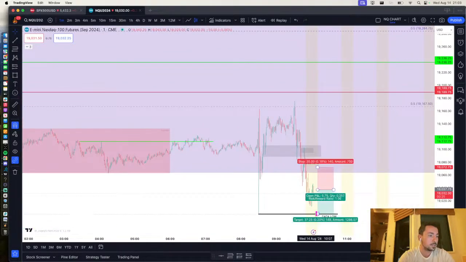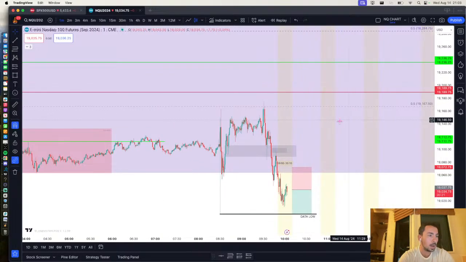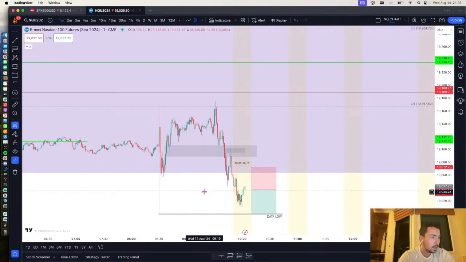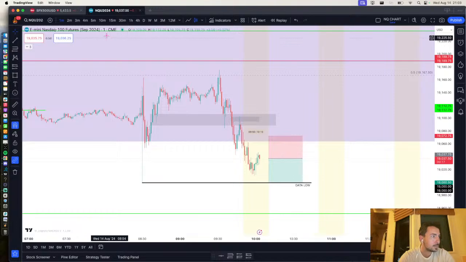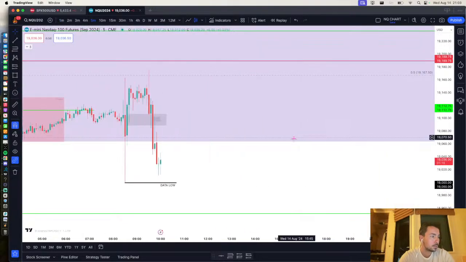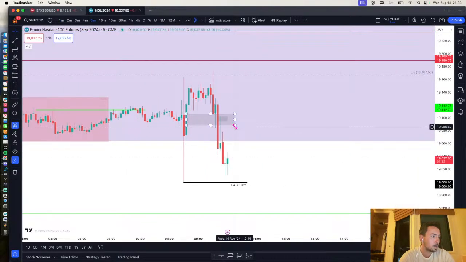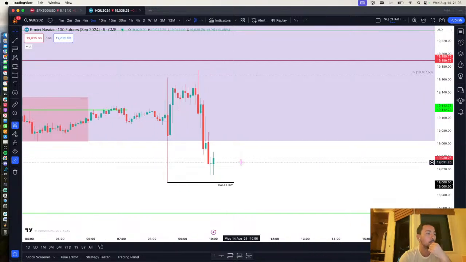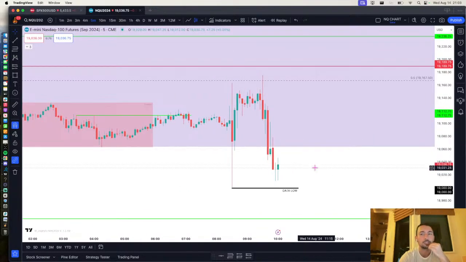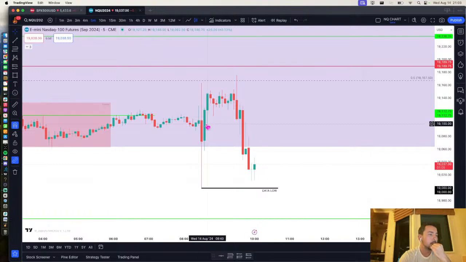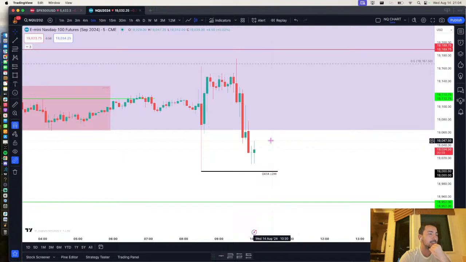But again, once this data low gets taken out, for me, it's permissible that we go up to these areas, but there's not really a fantastic fair value gap to look at. I don't see much here. If we take these off now, I'm going to a little bit of a higher time frame than the 1 minute, just to get a better picture of what's going on. There's no fair value gaps. There's this small one right here, but it's not obvious enough for me to say this is going to drive us higher.